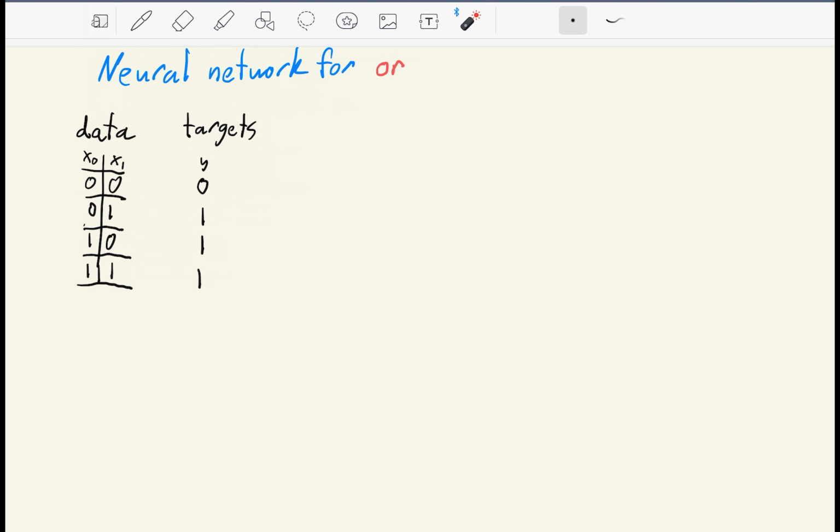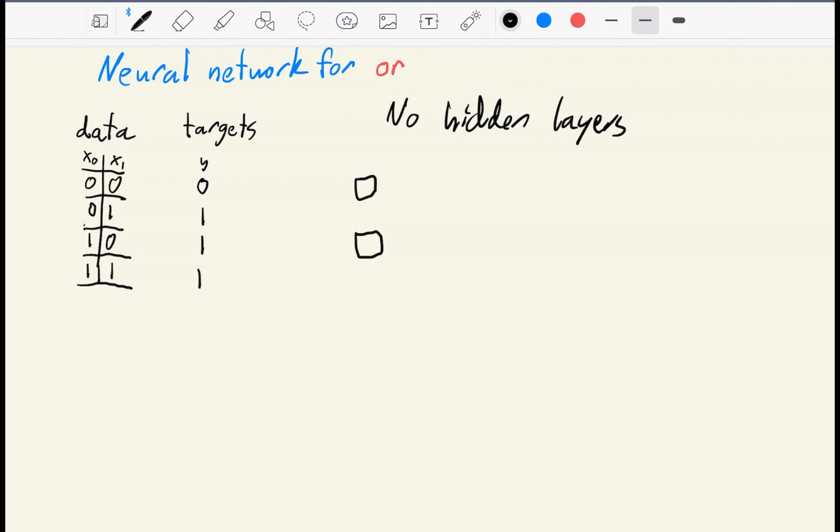And so what's the neural network going to look like? I'm going to try to make it as simple as possible. So there are going to be no hidden layers in this. And then as far as the input layer, there are going to be 2 neurons for this. And then there's going to be 1 output neuron, like for the Boolean true or false. And so these are connected.